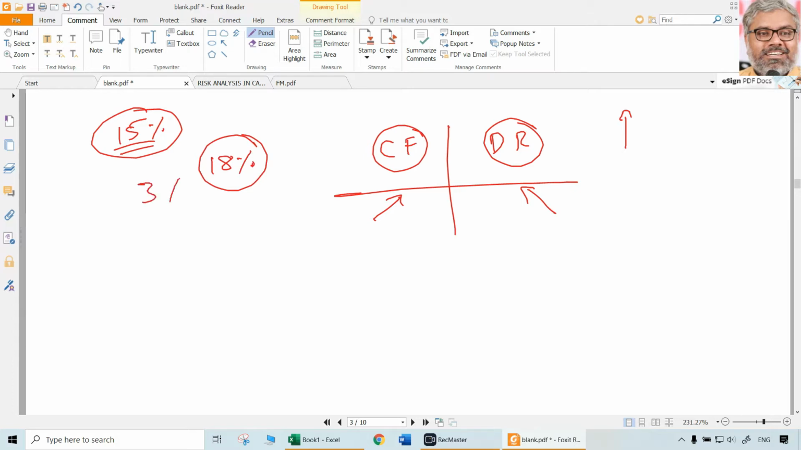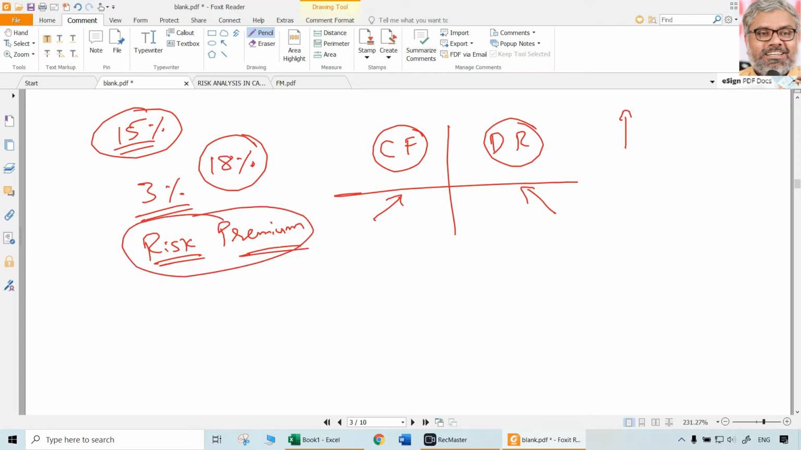So what is this 3% extra I am expecting? That is called risk premium. That is a premium I want to charge for the risk that I am taking because of this riskiness of the project. So this risk premium can be added to the normal discount rate so that we get risk adjusted discount rate. We got one technique already. That is one of the techniques.